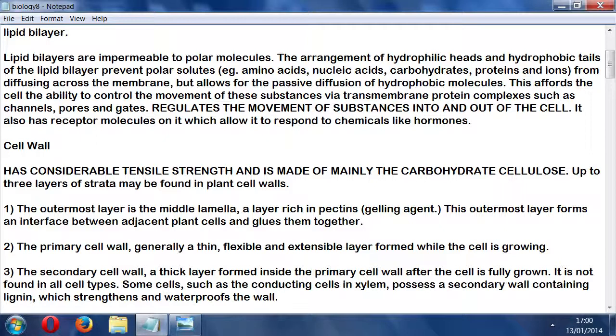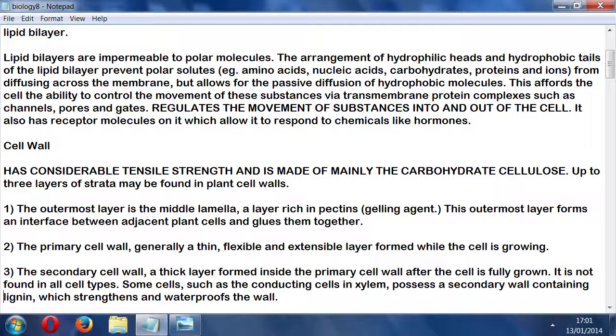Okay, so it's got considerable tensile strength and is made of mainly the carbohydrate cellulose. Up to 3 layers of strata may be found in plant cell walls. The outermost layer is the middle lamella, a layer rich in pectins, so a gelling agent. This outermost layer forms an interface between adjacent plant cells and glues them together. The second layer is the primary cell wall, generally a thin, flexible and extensible layer formed while the cell is growing. The secondary cell wall, which is a thick layer formed inside the primary cell wall after the cell is fully grown.